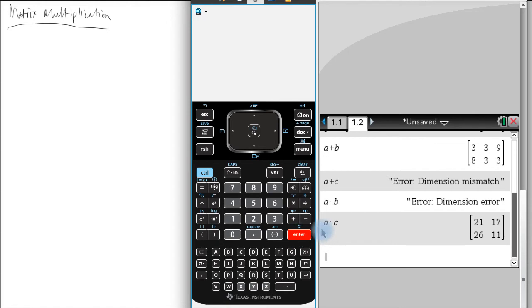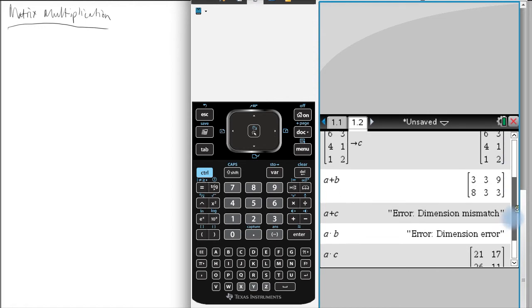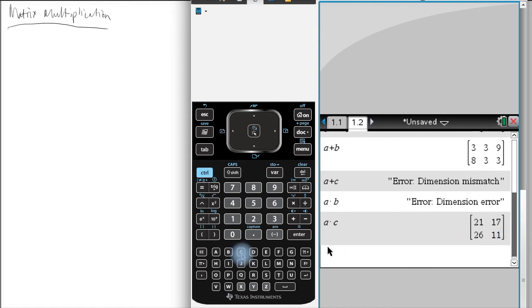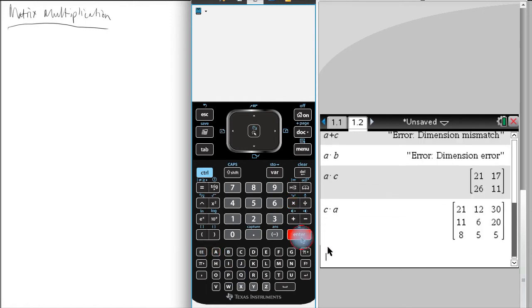That's interesting. A times C is allowed, and it created this smaller matrix that's a 2 by 2, even though, if we go back, A is 2 by 3 and C is 3 by 2. Very interesting. Now let's see what happens if we do matrix C times matrix A. Wow, that's interesting. So here, A times C and C times A are completely different. They're even a different size.